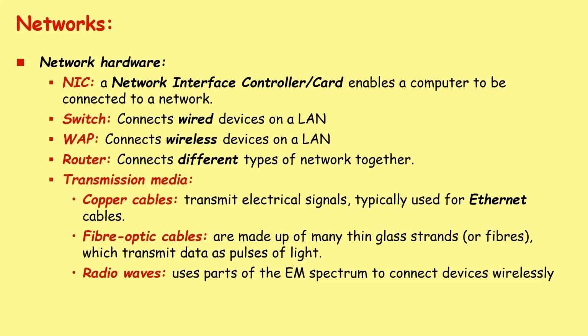We have different transmission media. Copper cables transmit electrical signals, typically used for Ethernet cables. Fiber optic cables are made up of many thin glass strands or fibers which transmit data as pulses of light. And we also have radio waves, which use part of the EM spectrum to connect devices wirelessly.